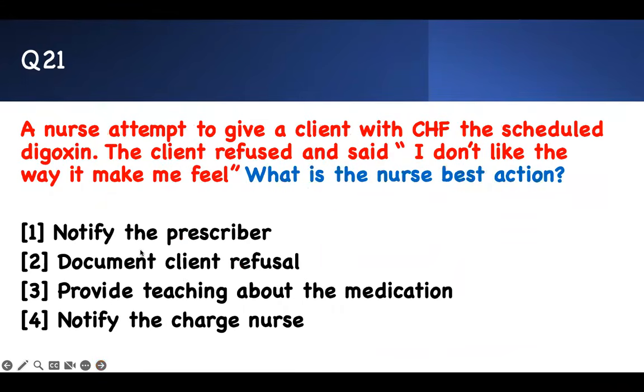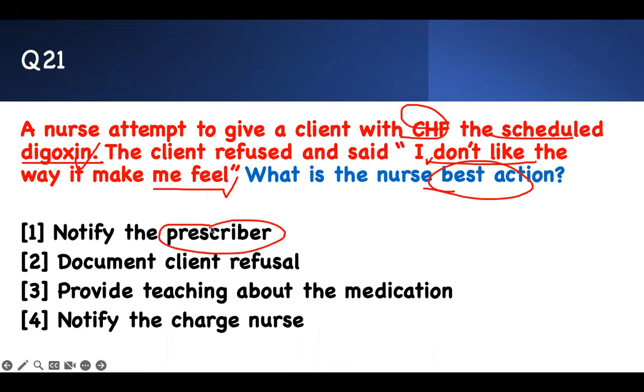Number 21. What is the nurse's best action? A nurse attempts to give a client with CHF the scheduled digoxin, their medication. The client refuses and says, I don't like the way it makes me feel, I hate this medication. What should you do? Buzzwords. Patient is on digoxin. You try to give it to them. They say, I'm not taking it, I don't like the way it makes me feel. What should you do? Notify the prescriber? What is he going to do? Come and convince the patient?